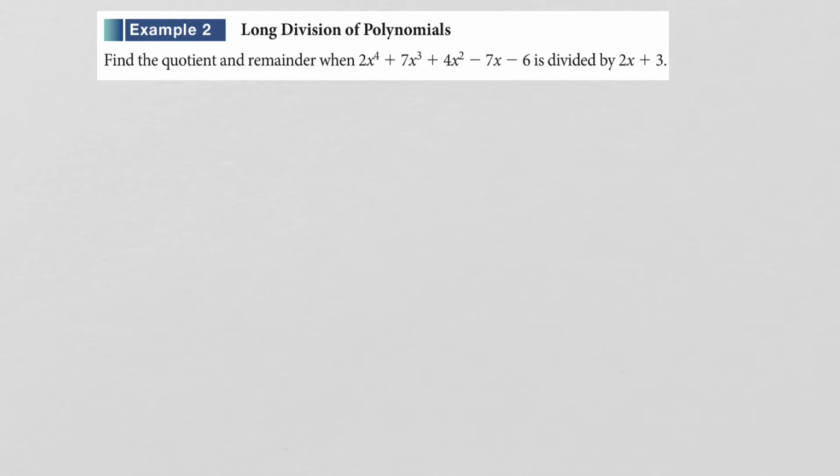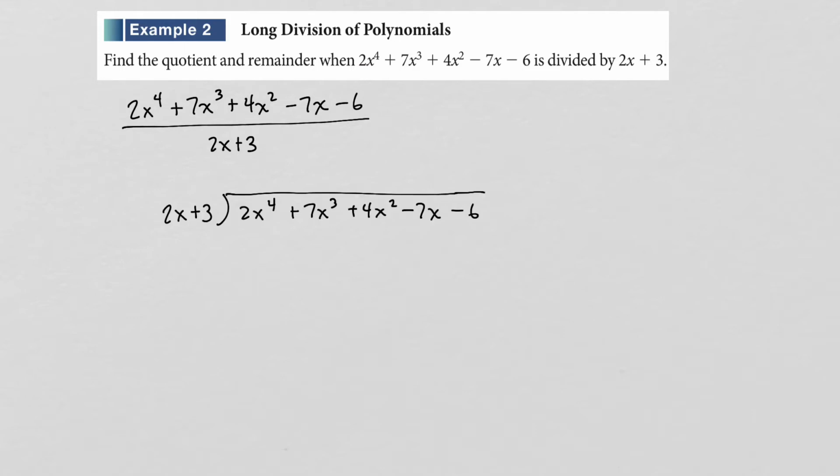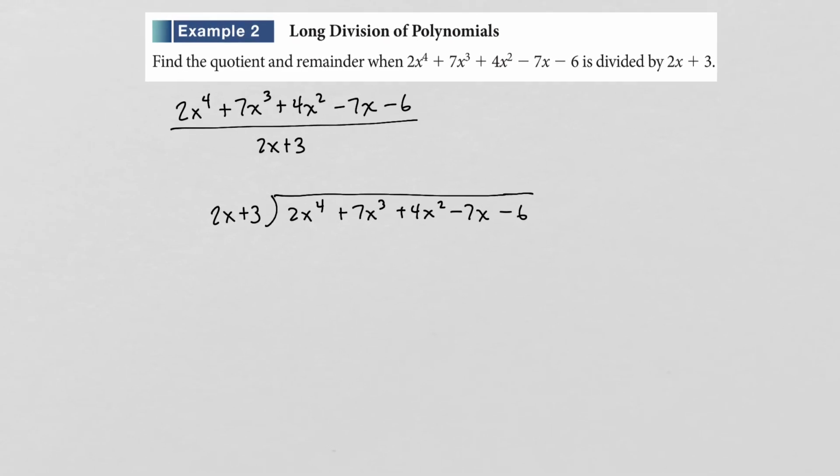In our next question, it says to find the quotient and remainder when this polynomial here, too long to say, is divided by 2x plus 3. So once again, to do this, we need to set up a long division problem. So here is the division that we are attempting to do. And to do this division, we'll go ahead and put this in long division format. And then the process is the same as what we did just a minute ago.